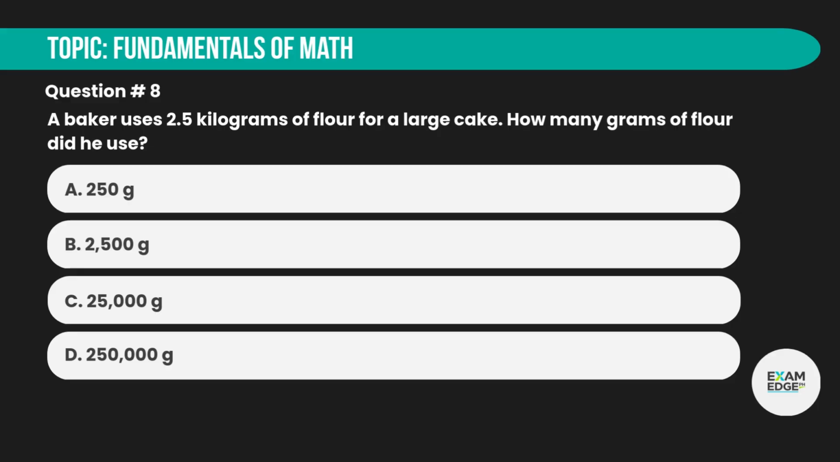Question number 8. A baker uses 2.5 kilograms of flour for a large cake. How many grams of flour did he use? A. 250 grams. B. 2,500 grams. C. 25,000 grams. D. 250,000 grams.